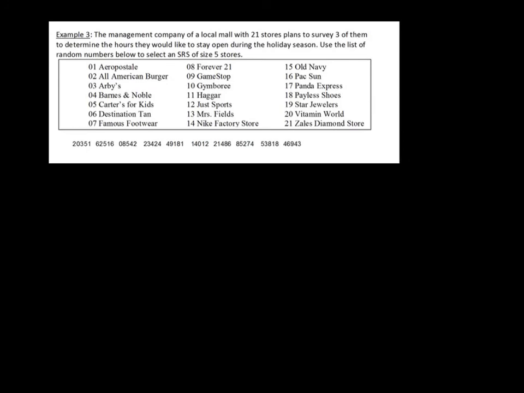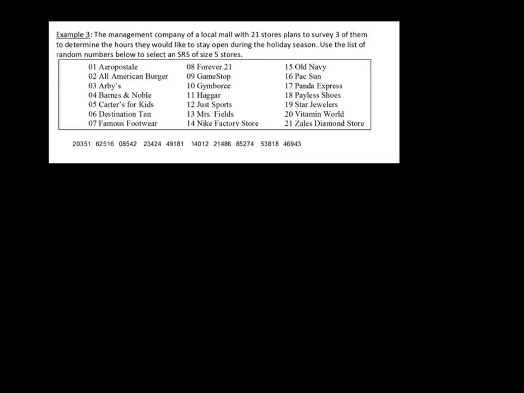Okay, so this next example is going to actually ask us to use a list of random numbers to select a simple random sample of size 5. So what I'm going to do is go through this list, and you'll notice that for example, All-American Burger, I didn't write that as 2, I put it as 02. The reason that I'm doing that is so that I can give every single store a 2-digit number. When you're doing this, it's important to have the same number of digits.